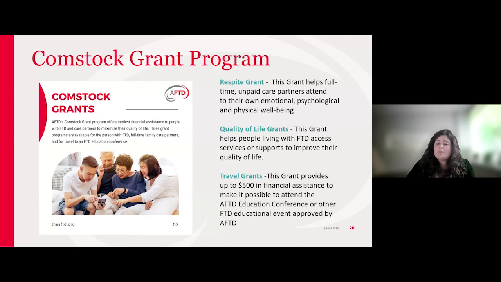We also have a quality of life program, and this grant helps people living with FTD access services or supports to improve their quality of life. So some people use this to buy things like recumbent bikes or adaptive equipment for the home. If they had a hobby, they might use it to purchase something for the hobby. This allows people living with the disease to be able to do something for themselves. And very often it changes. We've had people use it to go to a baseball game with their grandson, or various different reasons. It can be an open use. And in addition, we offer travel grants to attend our annual education conferences.